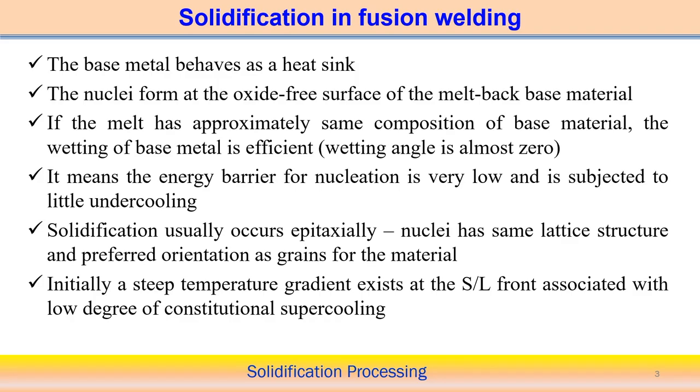Now in this case, the base metal initially behaves as a heat sink, specifically if the thickness of the metal is very high. It acts as a heat sink compared to the applied electric arc, the thermal energy during the welding process. Once melted, gradually the nuclei form, specifically starting on the oxide-free surface of the melt-back of the base metal. Suppose the welding process is moving in a particular direction, it creates this kind of weld profile. This is the molten zone and it is in the liquid state.